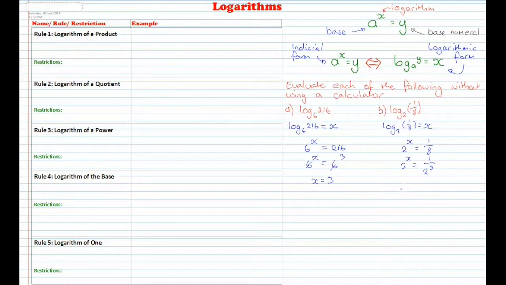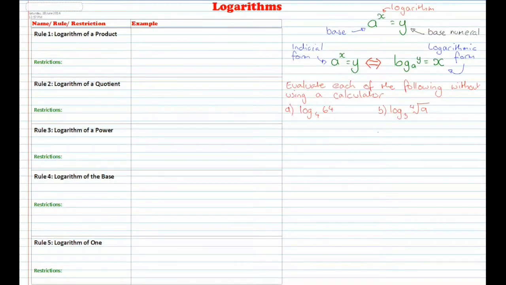So therefore 2 to the power of x is going to be 2 to the power of negative 3. So when I get rid of the bases, or equate the bases, I'm just going to be left with x is equal to negative 3. So as you can see, I can simplify logs by just transforming them into their indicial forms.